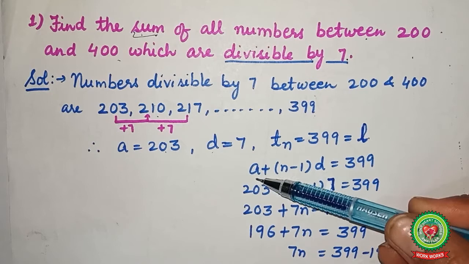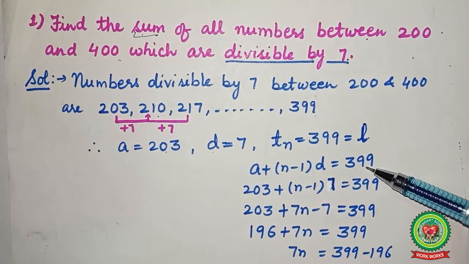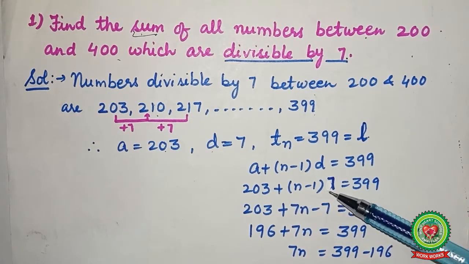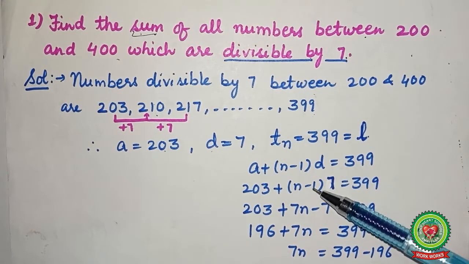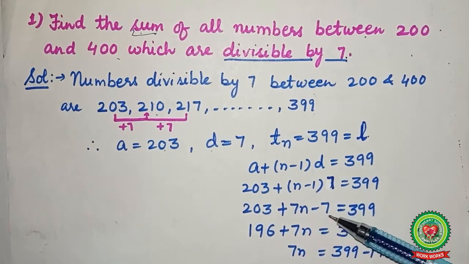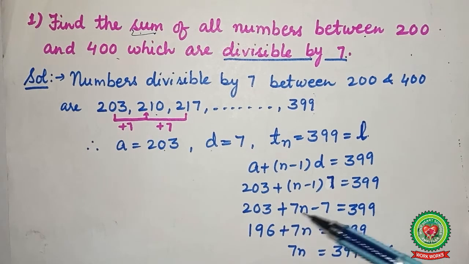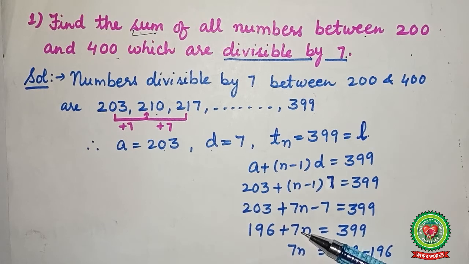We get A plus (N minus 1)D is equal to 399. Put the value of A and D. 203 plus (N minus 1) into 7 is equal to 399. Now here the arrow method is there. 203 plus 7N minus 7 is equal to 399. On subtracting we get 196 plus 7N is equal to 399.